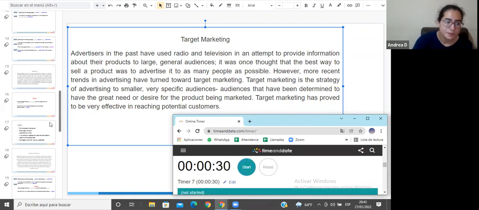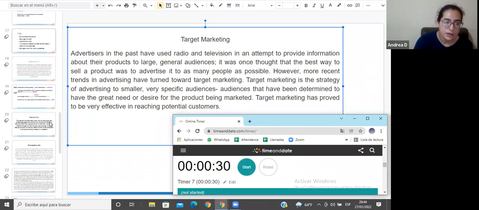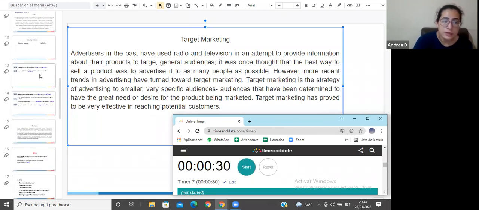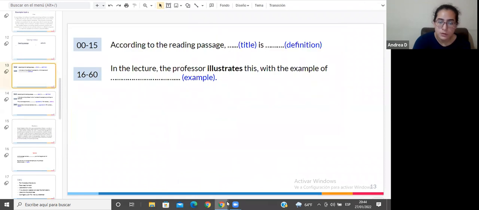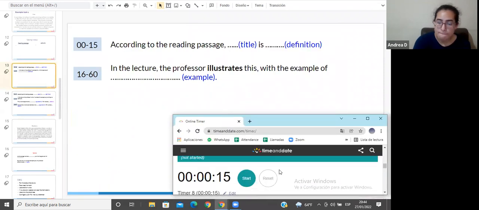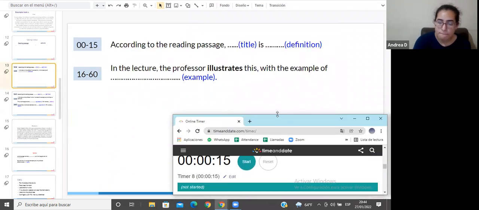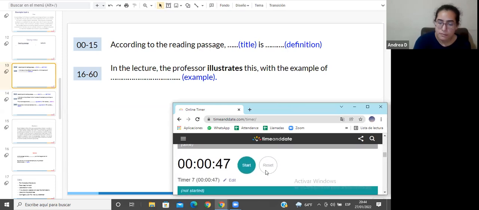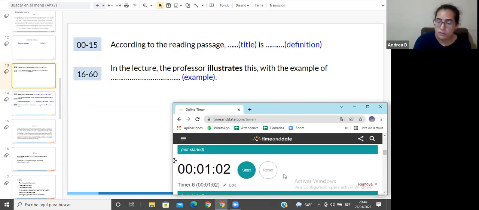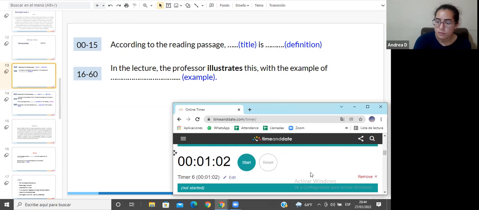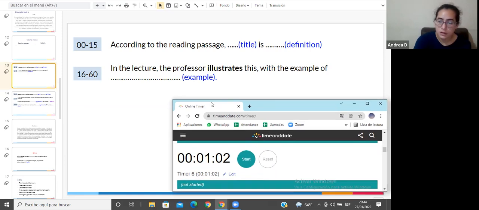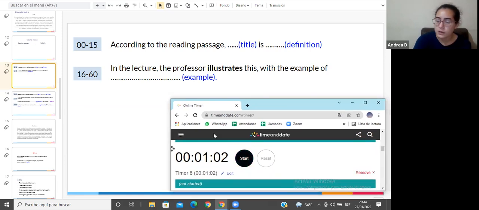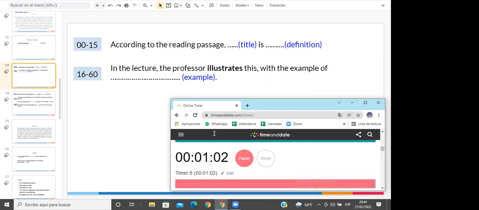Okay. Would anyone like to go? Orlando, good. Okay, you can go.